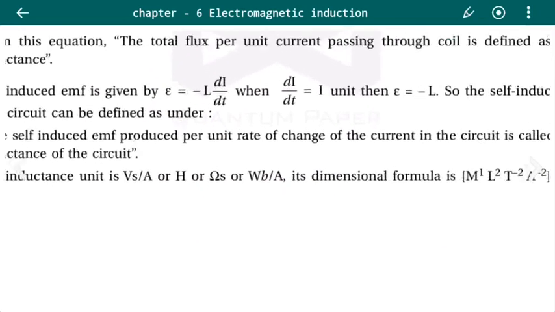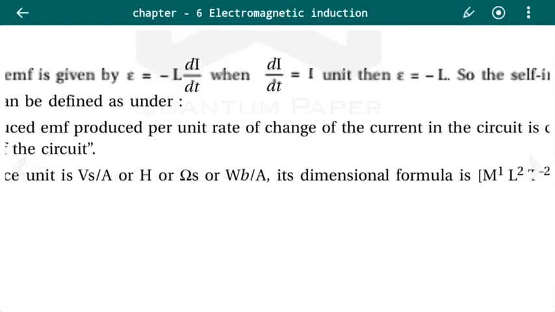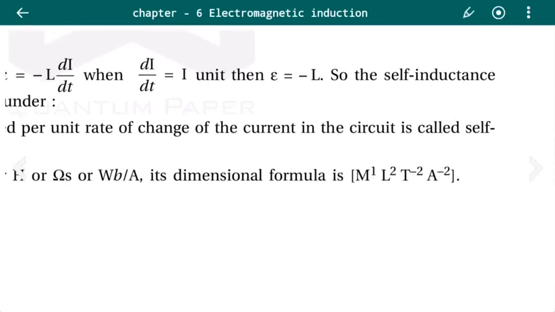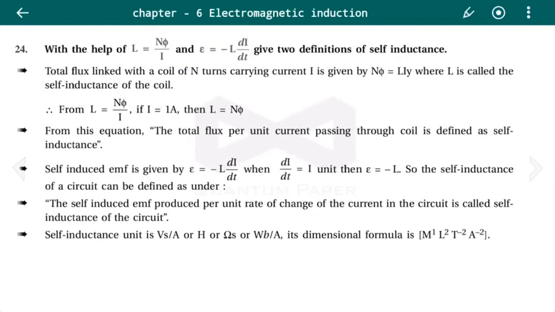Self-inductance unit is volt second upon ampere, or Henry, or ohm second, or Weber per ampere. Its dimensional formula is M^1 L^2 T^-2 A^-2. So students, you may note down these definitions.